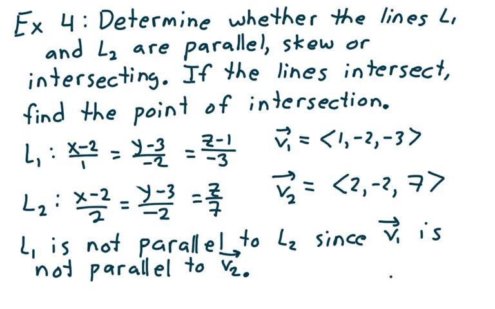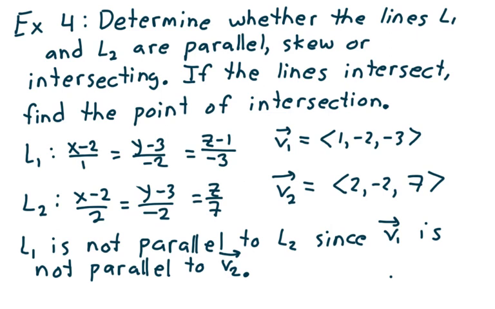Let's take a look at example 4. Determine whether the lines L1 and L2 are parallel, skew, or intersecting. If the lines intersect, find the point of intersection. So L1 is given by the symmetric equations x minus 2 over 1 equals y minus 3 over negative 2 equals z minus 1 over negative 3.